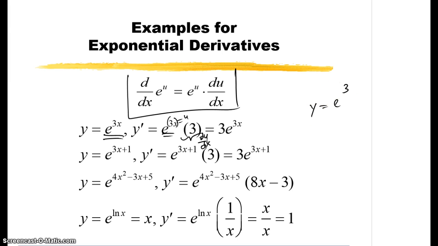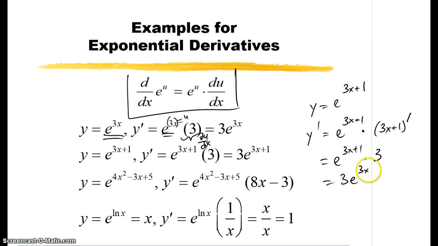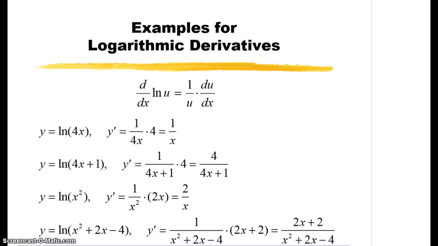If I have e to the 3x plus 1, the derivative of that is going to be itself times the derivative of the power, 3x plus 1 prime. That means derivative. So that's going to be e to the 3x plus 1 times 3, or 3 e to the 3x plus 1. And that's indeed the answer. Here's something a little more complicated. It's a trinomial here, e to the 4x squared minus 3x plus 5. Well, it's e to that power times the derivative of that power. You get the point.